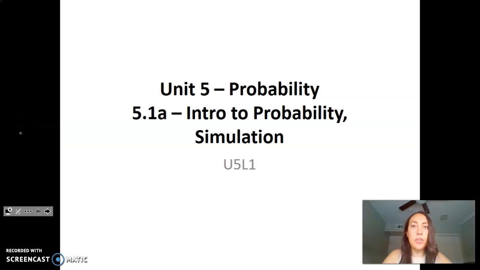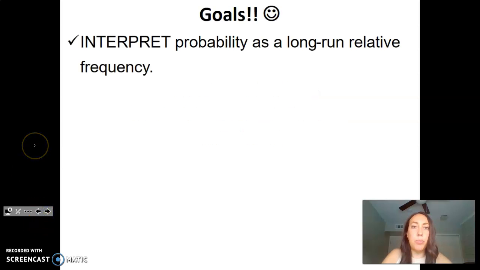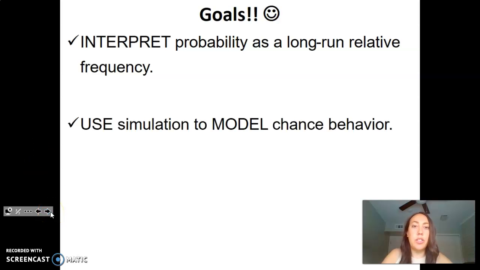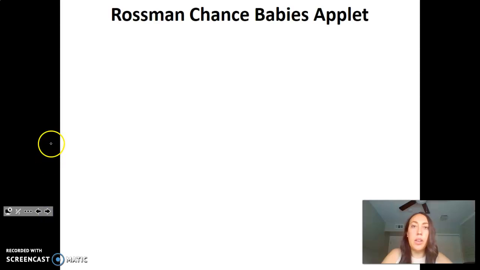Hi guys, we're starting Unit 5, which is on probability. The next 3 units are all on probability, Units 5, 6, and 7. 5.1a is just Intro to Probability and Simulations. So we'll interpret probability as a long-run relative frequency, and then we'll use simulations to model chance behavior.